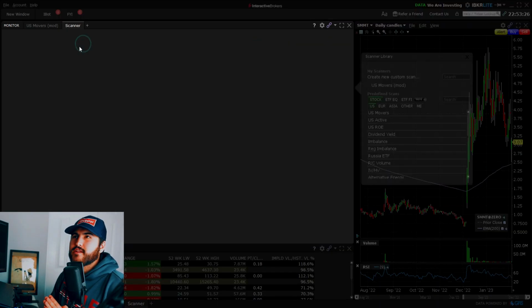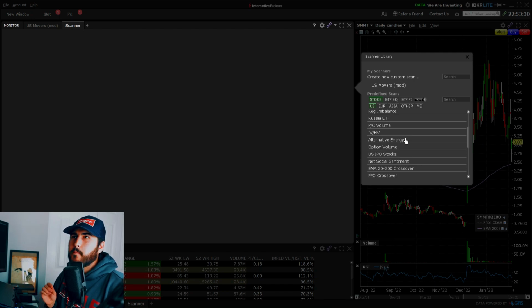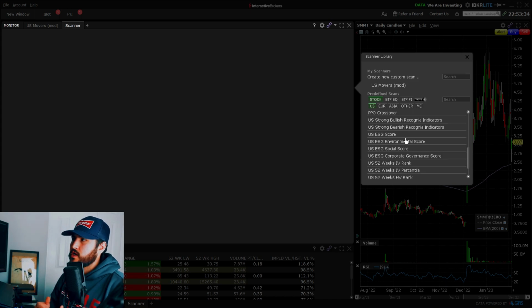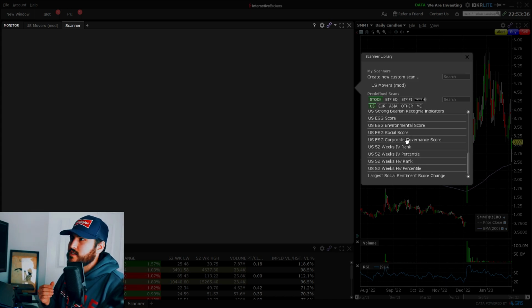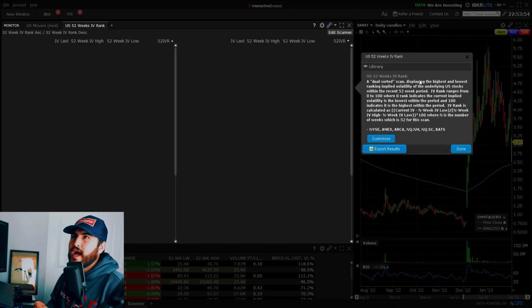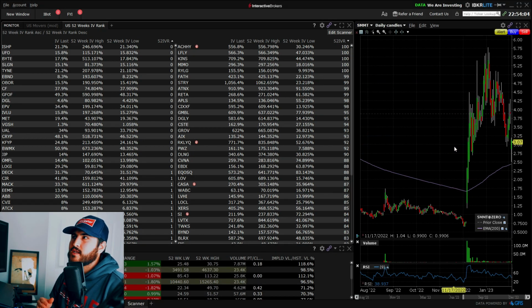Now, if you want to add another scanner, you're going to click on that plus icon. You're going to go to Mosaic Market Scanner, and here you're going to have your scanner library. Pick a predefined scan. For instance, if we pick 52-week high IV rank, this will then show us what this scanner does, and it's going to give you some information on it. You're going to click done, and then your scanner is going to pop up.